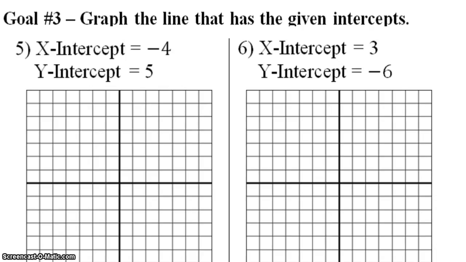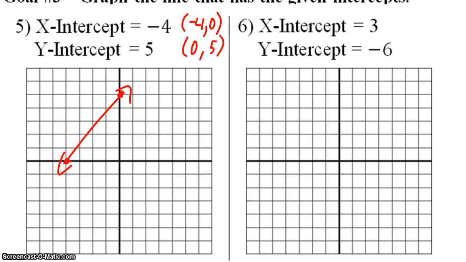Okay? Now, you could be asked to graph given the intercepts. As long as you have the intercepts, you have 2 points to make your line. So, for example, if I said the x-intercept is -4 and the y-intercept is 5, those points are really (-4, 0) and (0, 5). You can plot those 2 points, and you've just created your line.